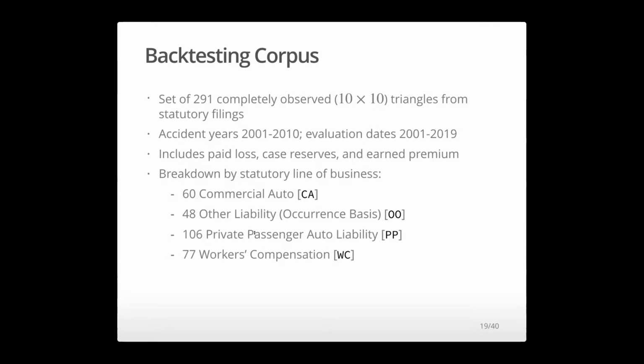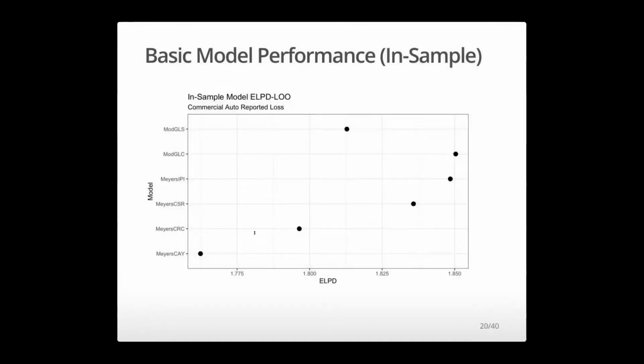And so it's interesting to see which models do better in which circumstances. So here's our starting point. This is ELPD, how well in sample the model does. Actually, this is ELPD-LU, excuse me. So this is an estimate of how well the model would do at predicting losses on a leave one out cross-validation basis, fit to each of the triangles in the backtesting corpus. This is specifically just on the commercial auto side, worrying about reported loss.